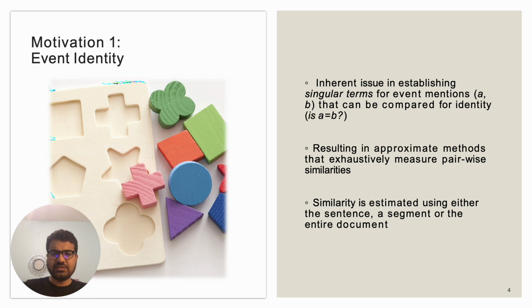The first main motivation is the inherent ambiguity in establishing singular terms for event mentions. This deals with the fundamental difficulty in producing unique symbols for events that can be compared for identity. The result of this is that we are forced to use pairwise methods for event coreference that aim at estimating approximate similarities between the mentions. We also are forced to guess what is the right context for an event in this estimation. That is, whether to use the sentence, the segment, or the entire document in which the events appear.